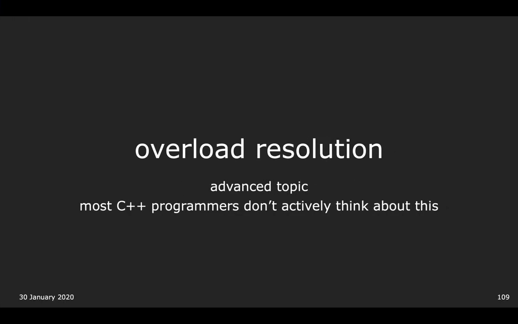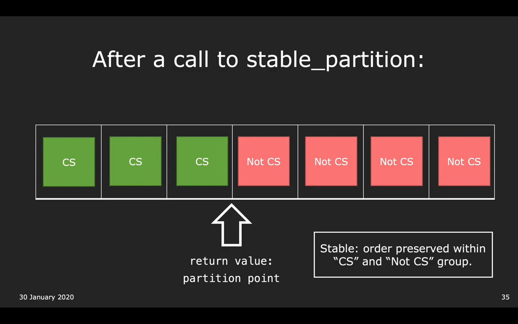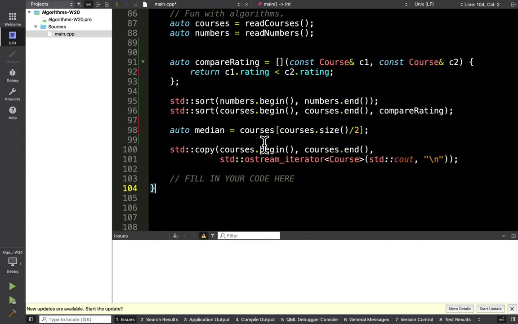So essentially, if I want to find all the CS courses, I call stable partition where my predicate says, is this a CS course? What happens is it's going to put all the CS courses in the front, non-CS in the back, and the return value is an iterator to that partition point. Okay, so pretty nice to use, right? So let's just quickly implement that.